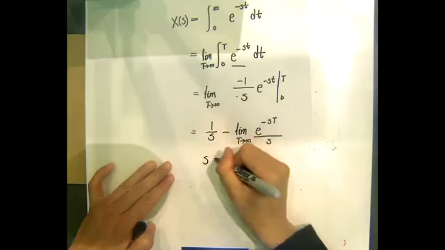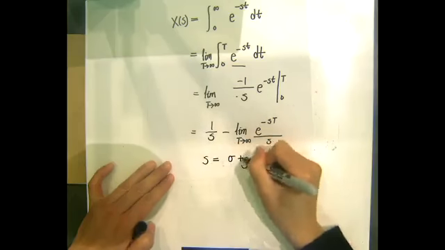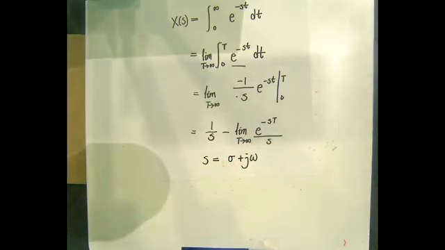So if my s is sigma plus j omega, okay, because my s is a complex number, I will write down its real part and imaginary part. If my sigma is equal to 0, I will see this will be exactly the same as my Fourier transform, and any signal for t smaller than 0 will be 0. So if my sigma is 0, this transformation will be the same as my Fourier transform.